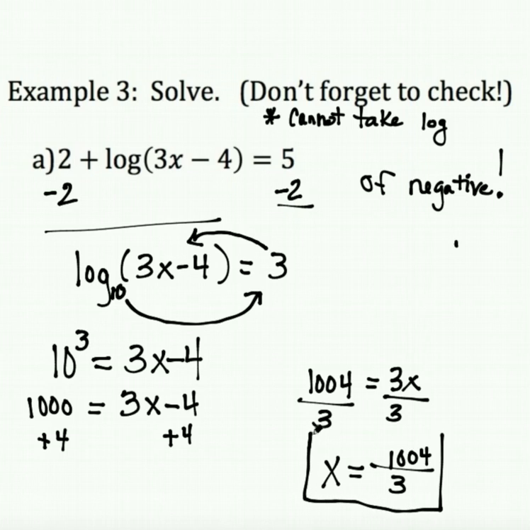Now, when I say check, I want to plug that number into the log, what I'm taking the log of. So I'm taking the log of 3x minus 4. When I plug that in for x, I just need to make sure that what I'm taking the log of is not negative. So 1,004 divided by 3 times 3 is 1,004. 1,004 minus 4 is 1,000. So I'm taking the log of 1,000, which is okay. So I'm good to go on this example.